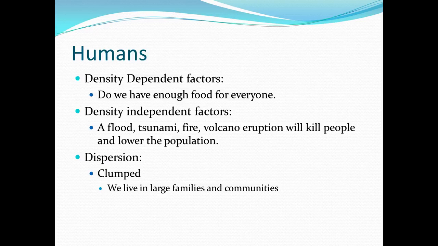The last one is clumped. Clumped is a dispersion pattern because we typically live in large families and large communities like the city of Riyadh. We aren't randomly distributed. Now, some students in class pointed out that we kind of have a uniform pattern as well because we do care about territory. And that's an interesting point. I would give it that on a quiz, as I can see that argument does make sense. Humans do care about territory.